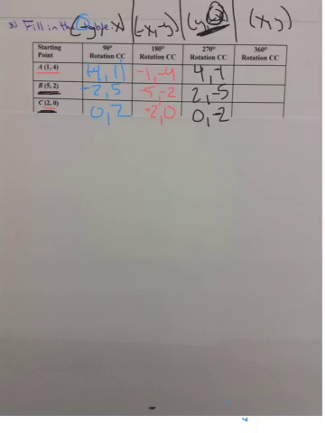Okay, and then 360, the easiest of them all, that's going to stay exactly the same. That's a full rotation. So A was 1, 4. With the 360, it's still 1, 4. 5, 2 stays 5, 2. 2, 0 stays 2, 0.